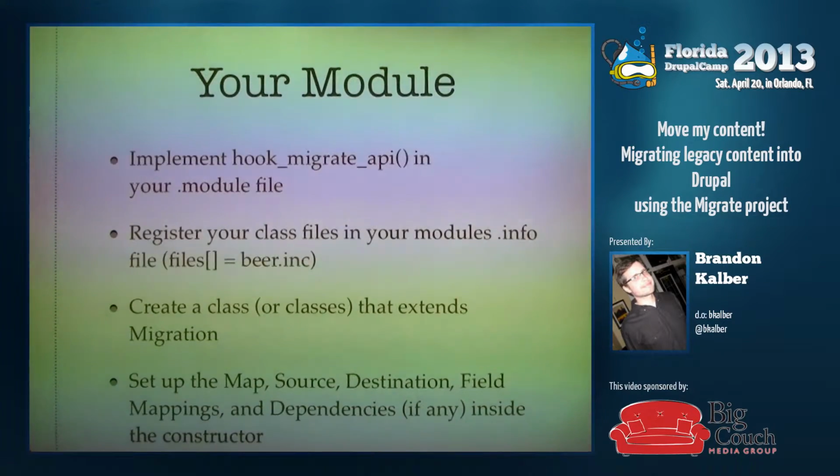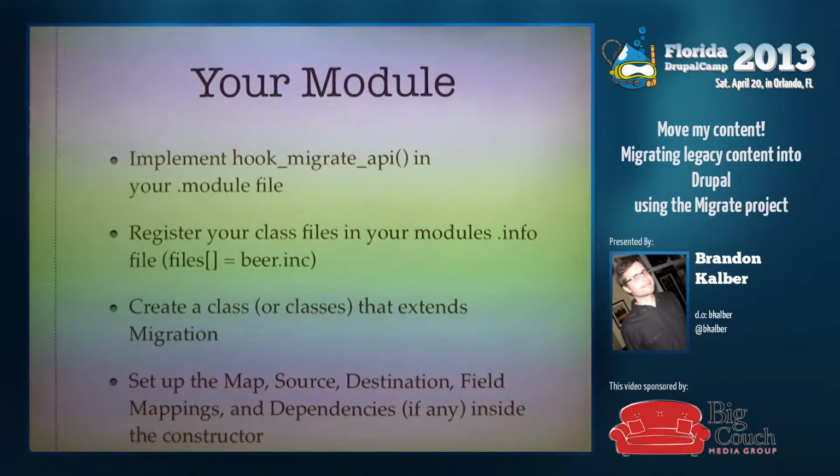Migrate, like I said, is an API, so you're going to have to write a module in order to run your migrations. It's got all the basic stuff that every module would. You need a .module file. The only thing you really need your .module file to do is implement hook migrate API, and all that does is tell what version of the API you're using. It's pretty much the same thing if you've ever done anything with integrating Views or CTools in your module. It's a similar kind of API hook.